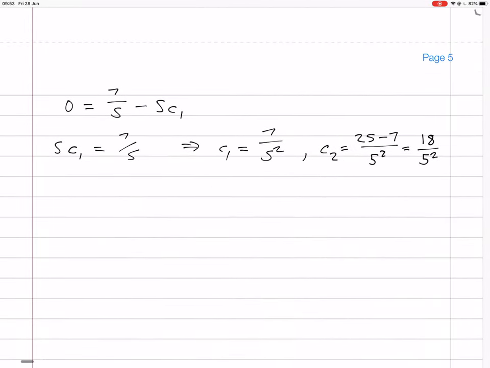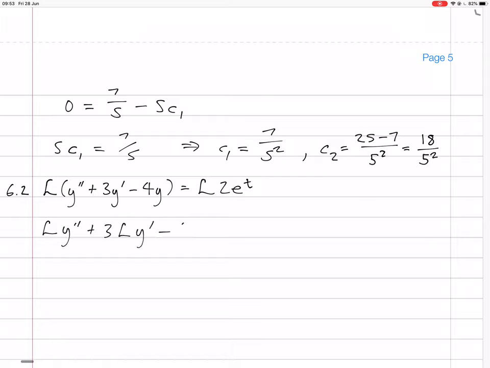So, Laplace transforms. We Laplace transform both sides, right? So the left is that, and the right is the Laplace transform of that. Okay, now Laplace transforms are linear, so the left hand side becomes the Laplace transform of y'' plus 3 times the Laplace transform of y' minus 4 times the Laplace transform of y. I'm going to leave the right hand side for now. You can put 2 times the Laplace transform of e to the t.